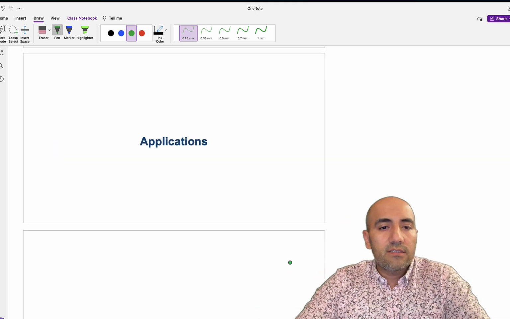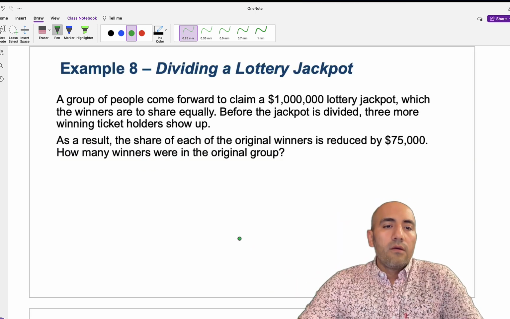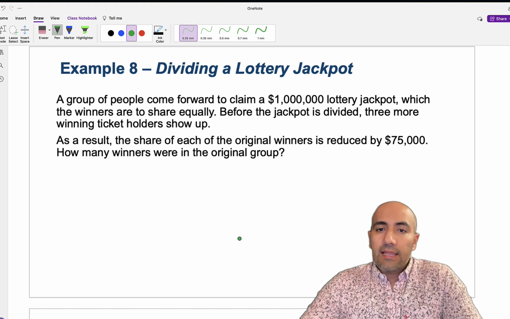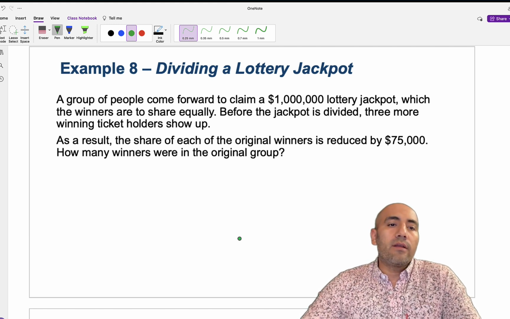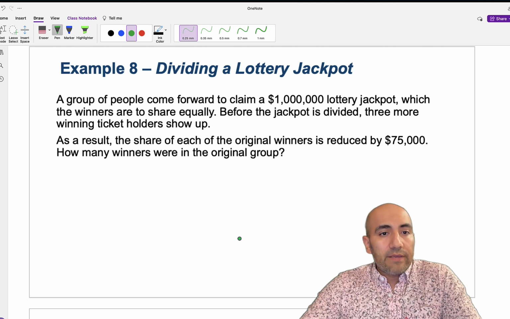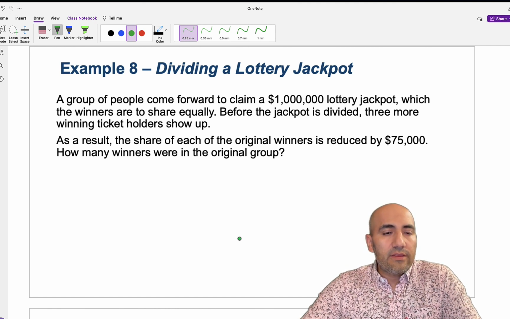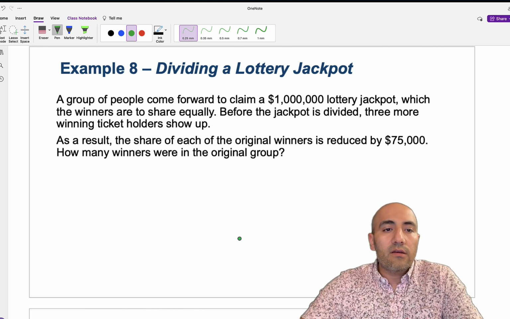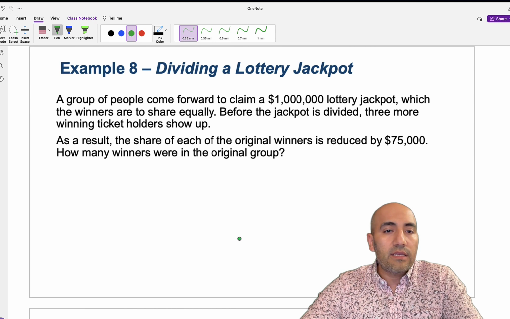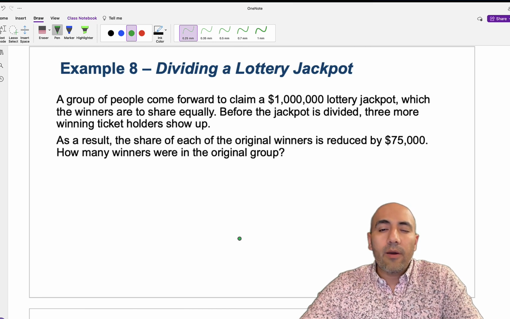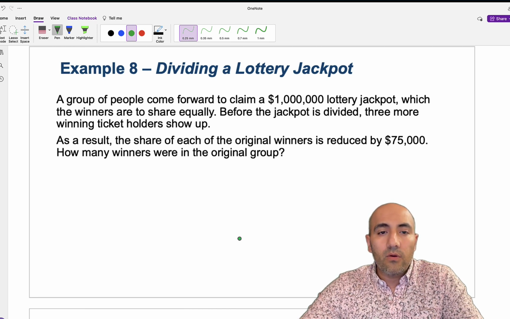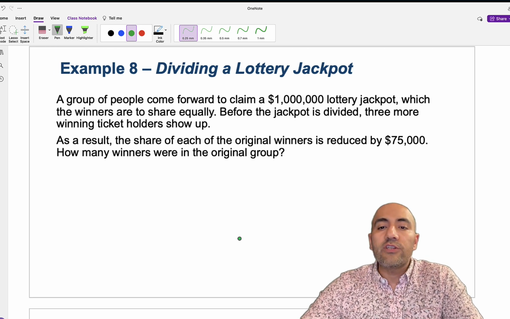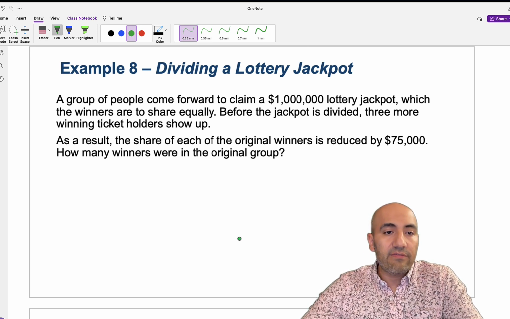Okay, applications. Let's look through a word problem. A group of people come forward to claim a $1 million lottery jackpot, which the winners are to share equally. Okay, so first of all, a group of people jumps out at you. They don't tell us how many people, but they will share the $1 million jackpot equally. Before the jackpot is actually divided, 3 more winning ticket holders show up. As a result, the share of each of the original winners is reduced by $75,000.